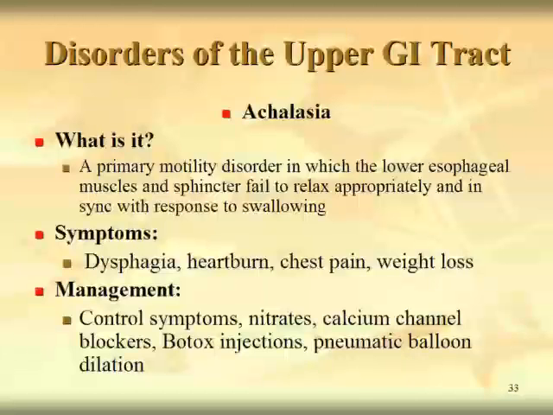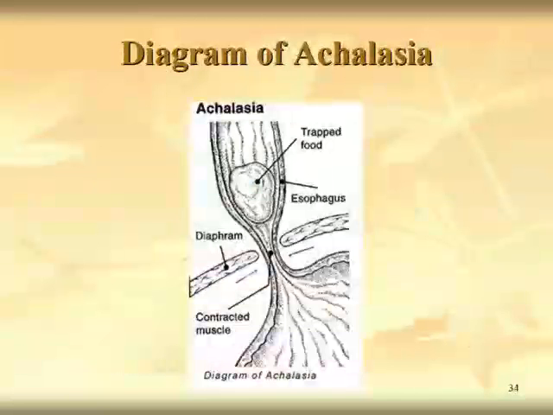And management usually includes putting the patient on medications such as nitrates and calcium channel blockers, also perhaps Botox injections, and they may need actually a pneumatic balloon dilation to help open up that sphincter area and where the blockage is. So this is a great picture that shows a diagram of what achalasia would look like. And so it shows you there where the muscle contracts as the food tries to come down the esophagus, and that's why the patient has such trouble swallowing and why they have impaired nutrition and weight loss.